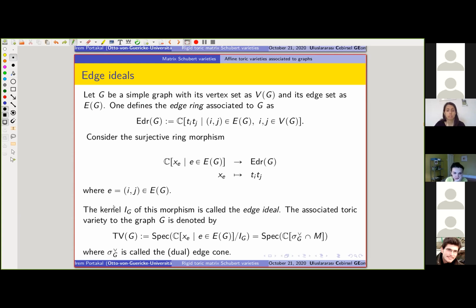And the toric variety associated to the graph G is defined as you take your polynomial ring, quotient it out by your edge ideal, and take the Spec. And of course, when you have a toric variety, you have an associated cone, and I will call this cone an edge cone, basically.